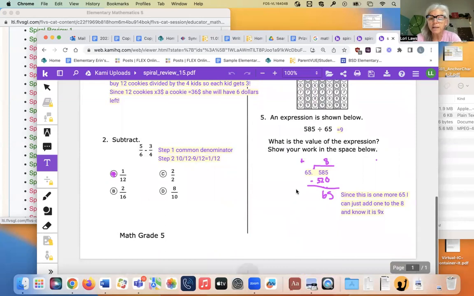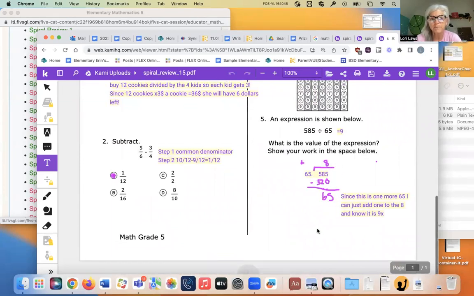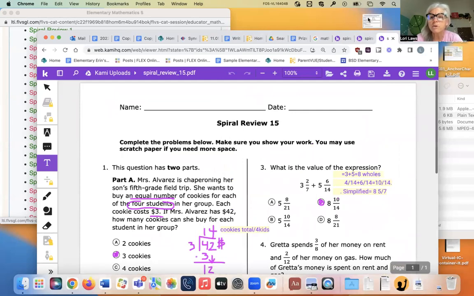Number 5, 585 divided by 65 equals 9. I guessed 8, did the math, came out with 65 left over, so I knew it would have fit one more time. And that's it for your spiral review.